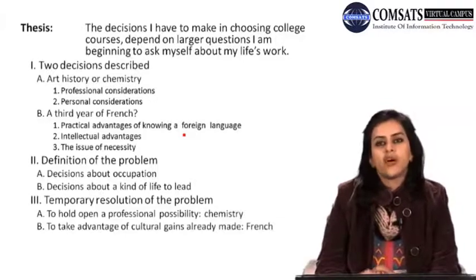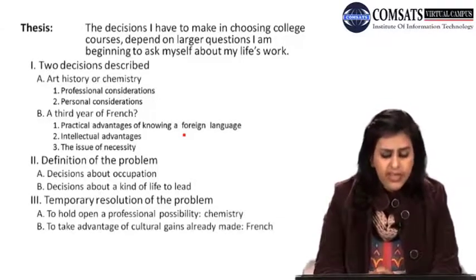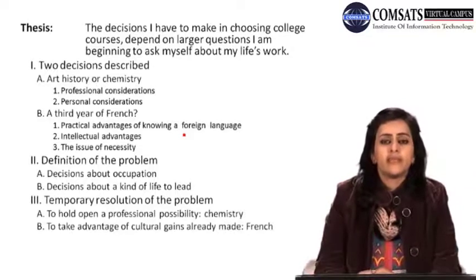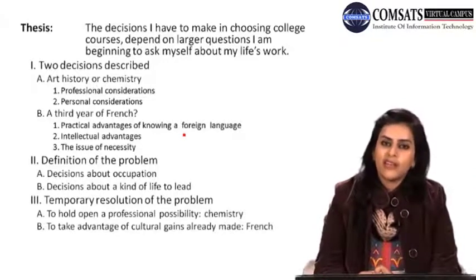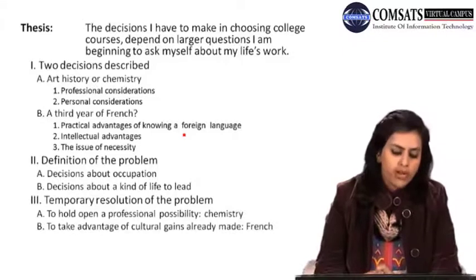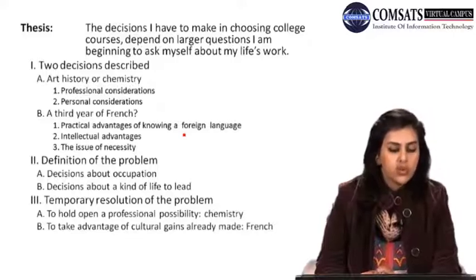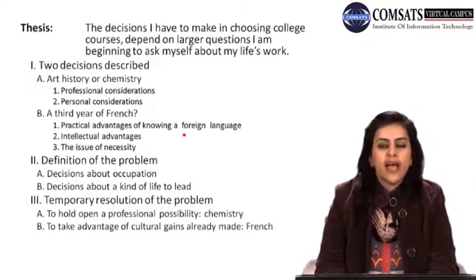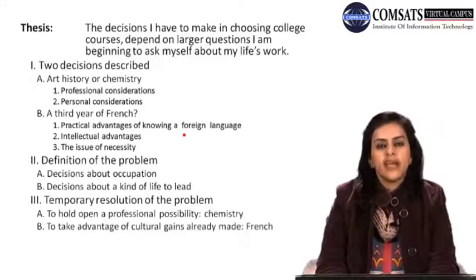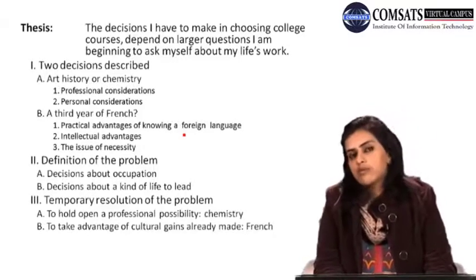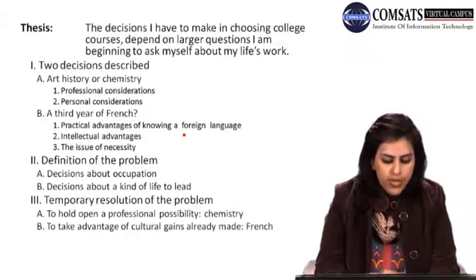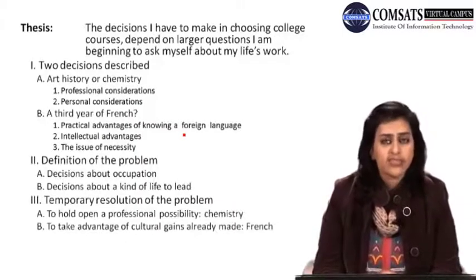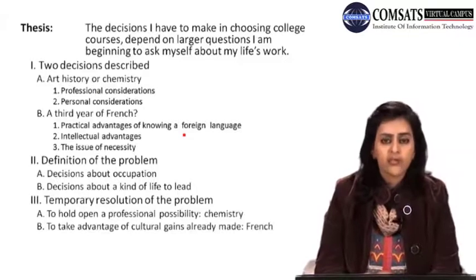Since he has this intellect, this thing inside him, of learning another language so that he can also read their literature, there are some intellectual advantages that he believes can be there, and the issue of necessity is also there. So his heading number 2 describes the definition of the problem. Now he has a problem deciding whether he is supposed to choose chemistry or art history, decisions about the occupation, and decisions about the kind of life to lead.